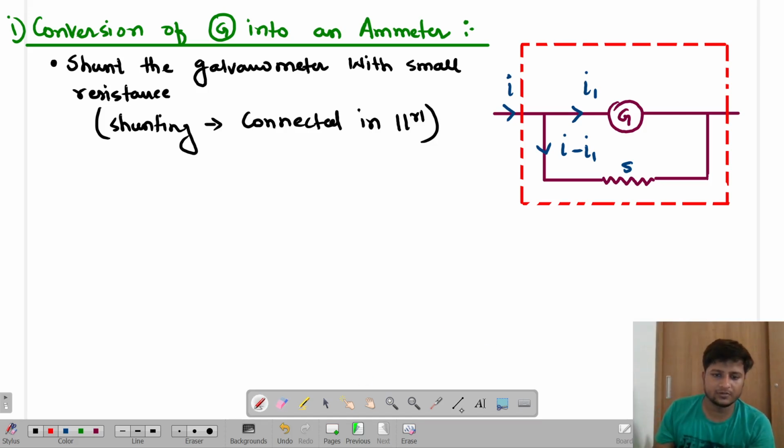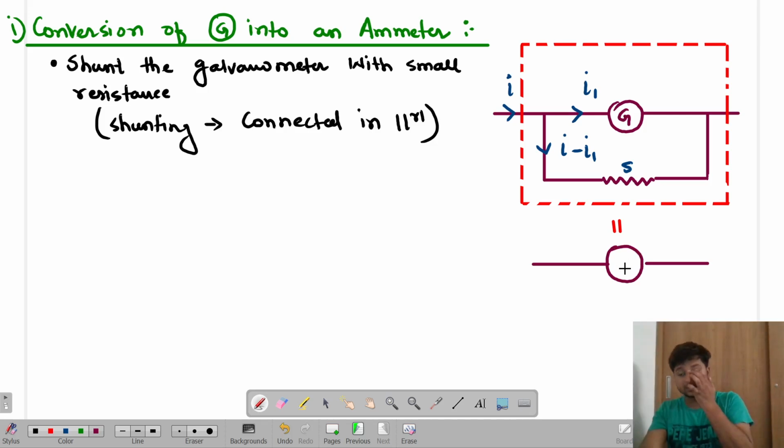So this whole setup, we can write the equivalent circuit of that. It is nothing but a simple ammeter. You know that I can write this setup of galvanometer and shunt resistance as an ammeter, and the net current passing through it is I. So this ammeter will have some current I in amperes and resistance of the ammeter RA. So this is how the galvanometer is converted into an ammeter which measures the current IA.